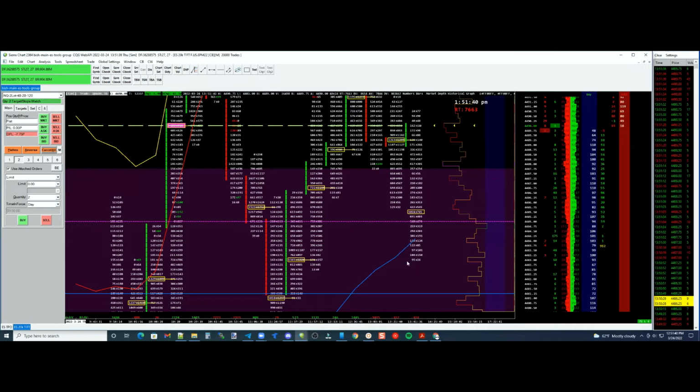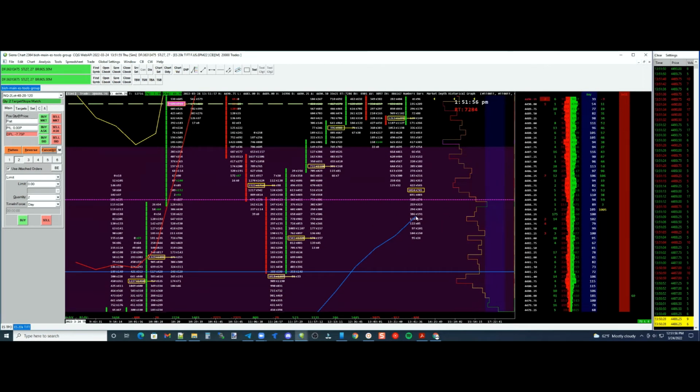It pulls back into my level. Do they stack the bid, providing me bid support? Do they aggressively lift the offer? I want to buy with buyers. So that's a buy for me. Now, here's the thing. Is it a buy for me?